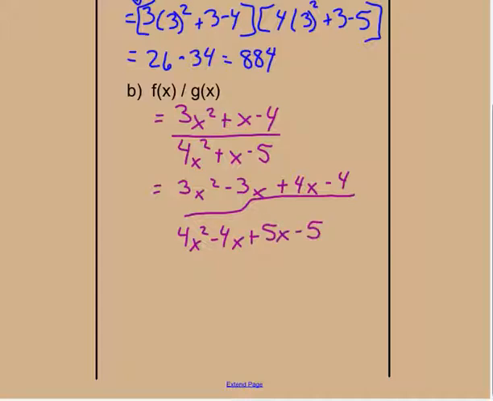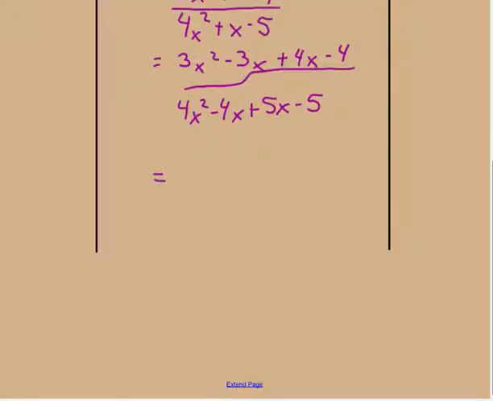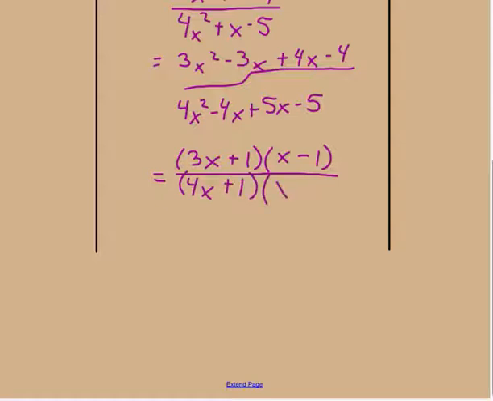So we have to factor each of these by grouping. I will try and keep track of everything in my head. We would have 3x plus 1 times x minus 1. In the denominator, we would have something similar. We would have 4x plus 1 times x minus 1. So our x minus 1s would cancel, leaving us with 3x plus 1 over 4x plus 1 in simplest form.